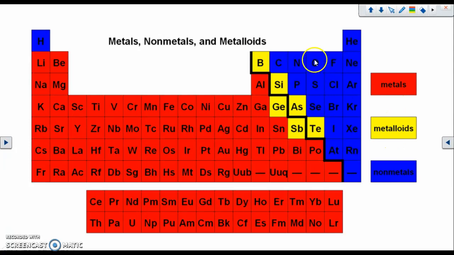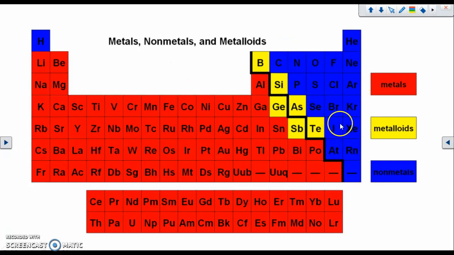Okay, FYI, metals are solid at room temperature, except for mercury. Mercury is actually a liquid at room temperature. That's the only exception. And then the nonmetals actually occupy all phases of matter. So any of the nonmetals can be solid, liquid, or gases at room temperature. Okay, an example is bromine.